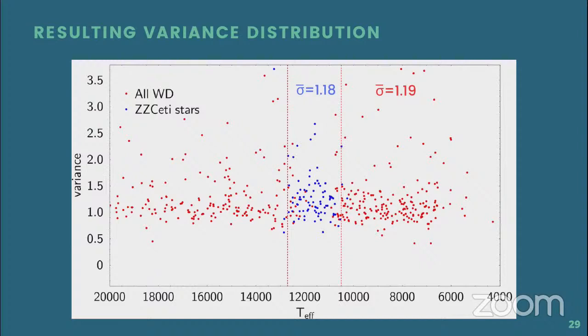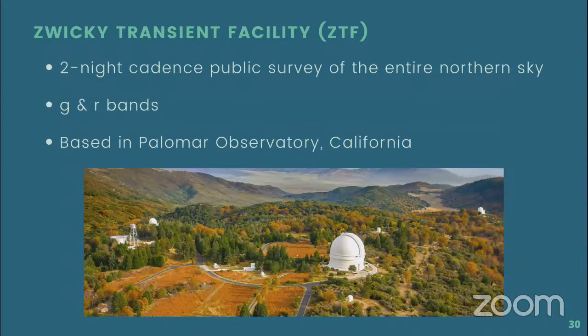And so what we decided to explore was what parameters would affect that. And one that really was important for us was the number of observations, mainly because we had some trouble fitting the Gaussian to those objects that have very few observations. So the fittings were not always good. So we decided to study the relation of this difference as a function of observations. And for that, we went to the ZTF facility, which is basically a 2-night cadence public survey of the entire northern sky in the gri bands that's based in Palomar Observatory in California, here.